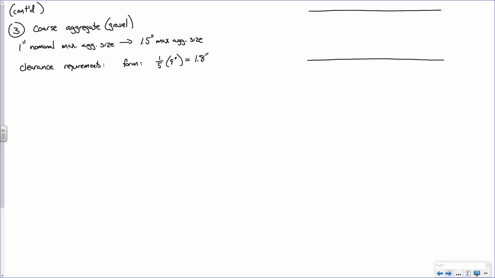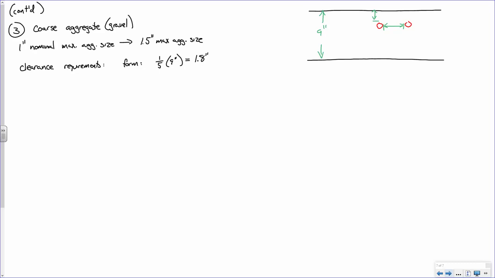So let's say here's our slab. This dimension is our thickness, and this is 9 inches. And let's say we've got some bars here and some bars here, and I'm just highlighting a couple of them. What we're saying is that this distance right here, what is this distance for our slab, and what is this distance for our slab? They're both 2.5 inches.